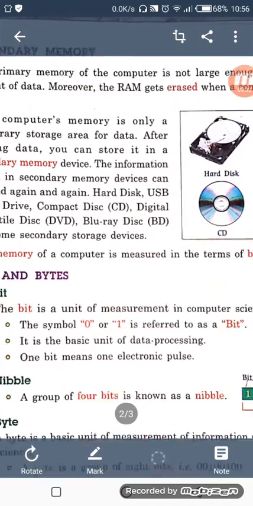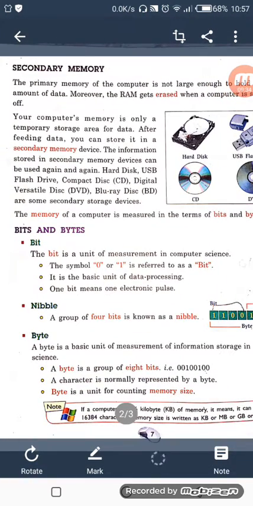Now we have to move to another line, that is secondary memory. So let's continue the chapter. Your computer's memory is only a temporary storage, meaning our computer's memory is a temporary storage area for data. We also have phones. What is that? This is secondary memory. These are our secondary memories.